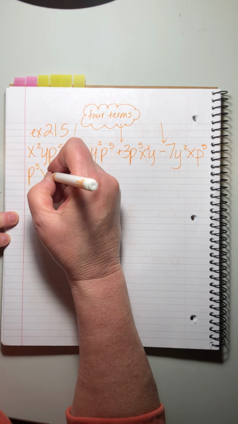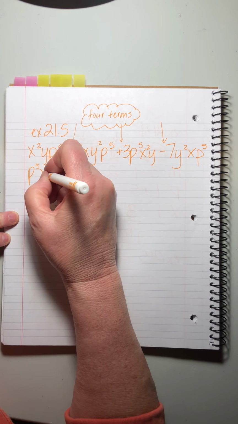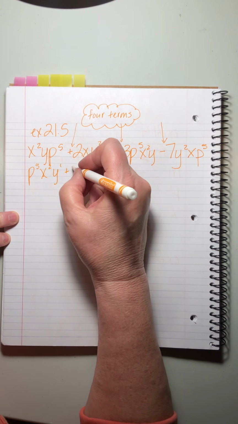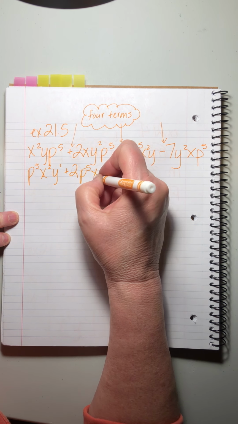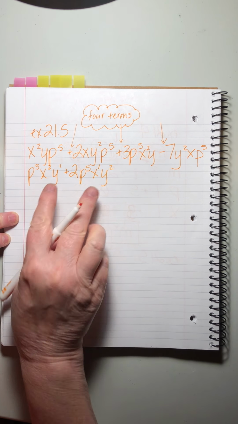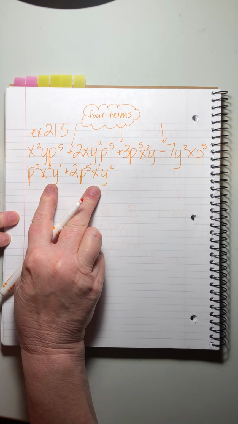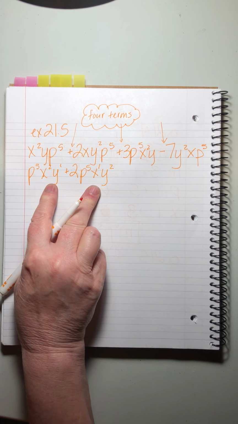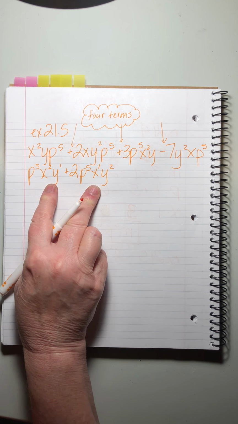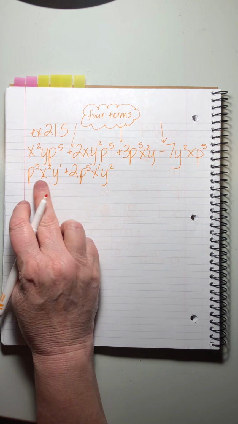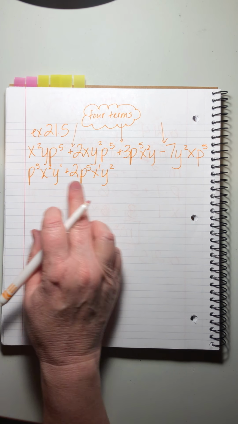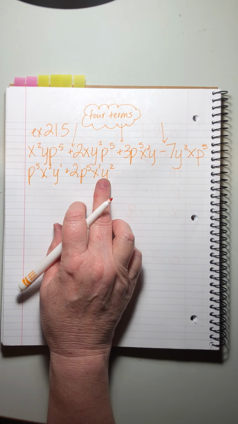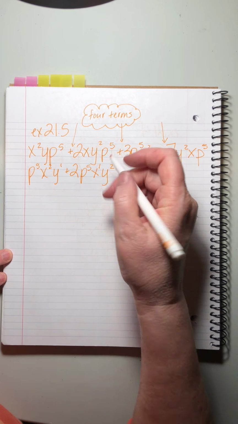All right, I'm putting the first term in alphabetical order. P to the 5th, x squared, y to the 1. Plus, now the numbers always come first. P to the 5th, x to the 1st, y squared. Those are not exactly the same, are they? By writing them in alphabetical order, it helps me see, oh, it's close, but not exactly the same. Y squared, x squared, y to the 1, y to the 1, x squared. It's ever so subtly different.